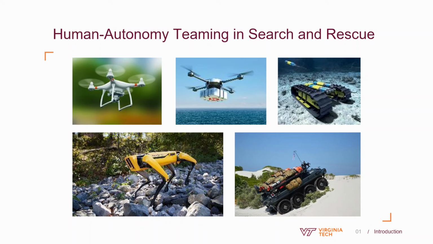Welcome. This study is about human autonomy teaming in the context of search and rescue. Autonomous technology has become increasingly important in search and rescue missions. Autonomous systems can aid in locating missing people or objects, providing situational awareness, and executing critical tasks in dangerous environments. Some examples of autonomous technology used in SAR missions include unmanned aerial vehicles, autonomous underwater vehicles, and ground-based robots.